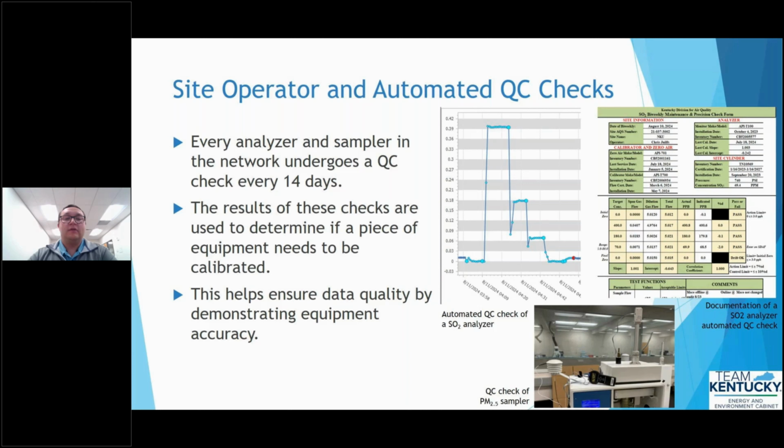Then that information is recorded on an Excel form, like in the picture on the right, that automatically calculates the accuracy of the analyzer at the time of the check. And then the bottom photo shows a biweekly flow check being performed on a PM 2.5 sampler, ensuring that the flow rate it produces is accurate and within limits.